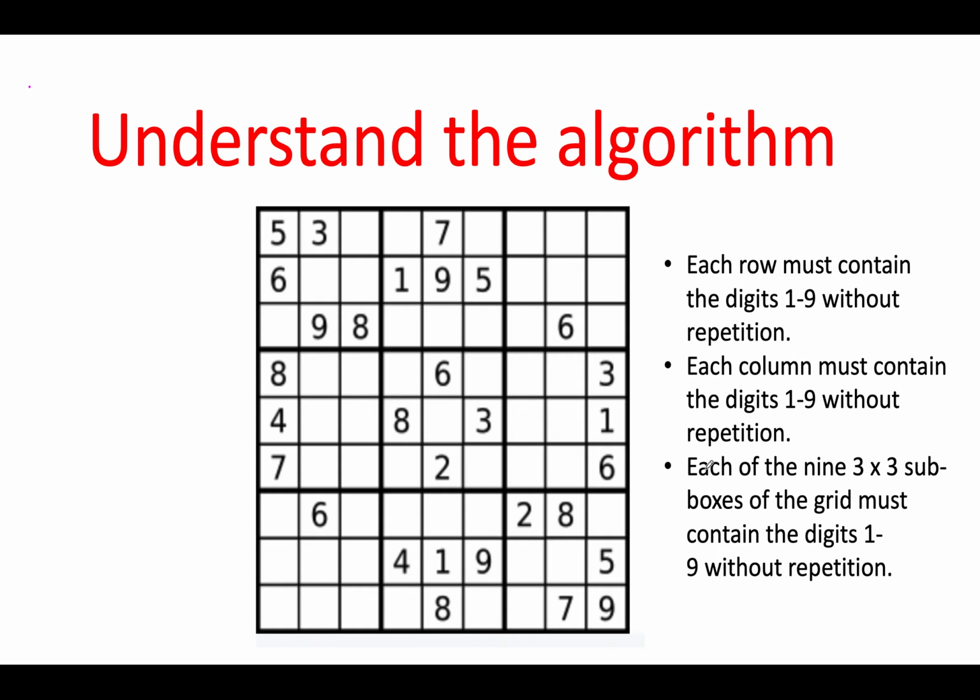So let's try and understand the question. These are the same constraints that were specified in the question. Each row must have digits from 1 to 9 only once. Each column must have digits 1 to 9 only once, and each matrix must have digits from 1 to 9 only once. So how are we going to start the process?